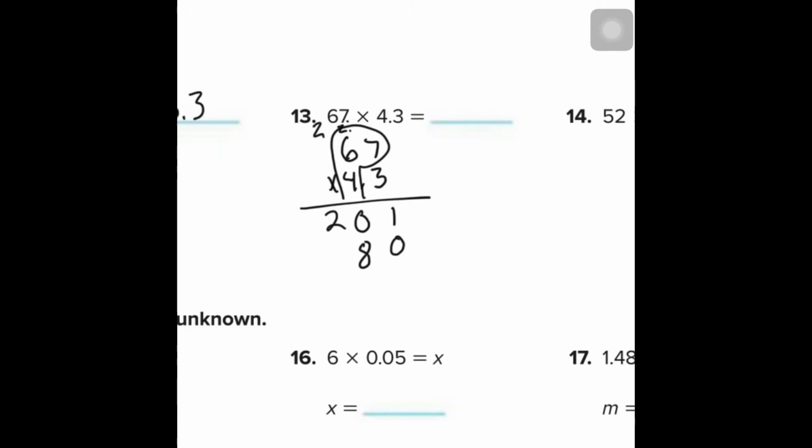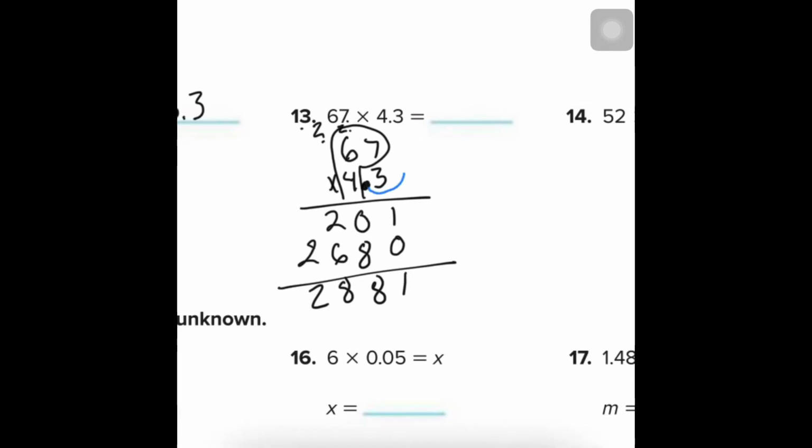4 times 7 is 28. 4 times 6 is 24, 25, 26. Make sure you line everything up. 6, 7, 8, 2. And now this is where it gets tricky because there's our decimal right there.